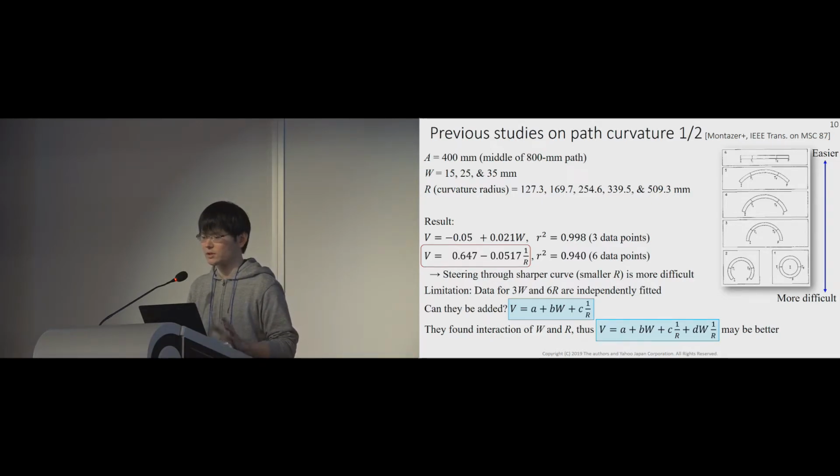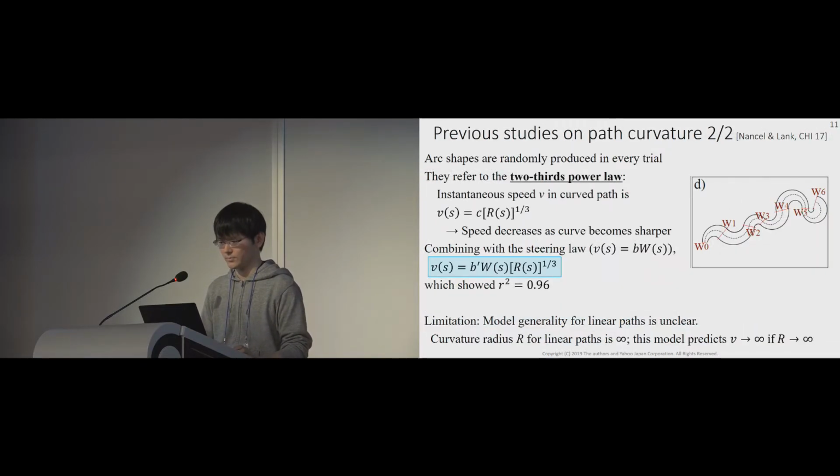In fact, this topic was studied before by Monteza and colleagues. They tested various curvature values, and the results showed that the average speed linearly increased as the path width increased, and the speed linearly decreased as the curvature increased. The curvature is defined as the inverse value of the radius. So this result means that steering through a sharper curve is more difficult. But a limitation of this study is that the effects of path width and curvature were independently tested. Because they found a significant interaction between path width and curvature, we assume that there are better formulations.